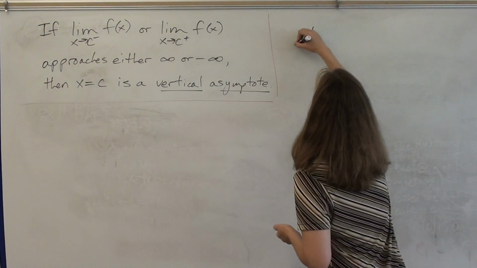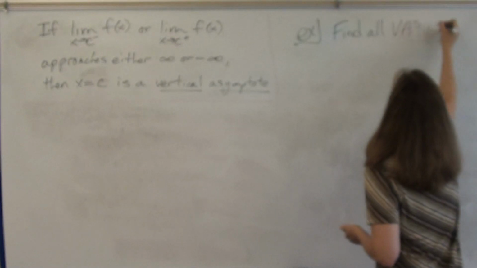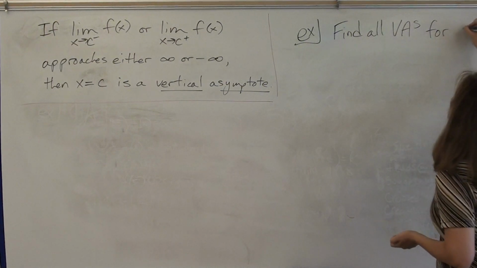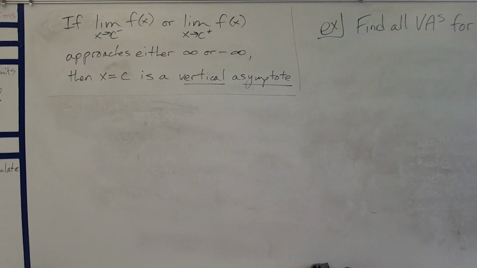So for our first example today, I'm going to give you no instruction at all. I'm going to see if you can do this just with your groups from pure pre-calculus knowledge. All right? So I want you to find all vertical asymptotes for the function g of x equals x squared minus 3x plus 2 over x squared minus 4. All right? So find all vertical asymptotes using any method you wish.